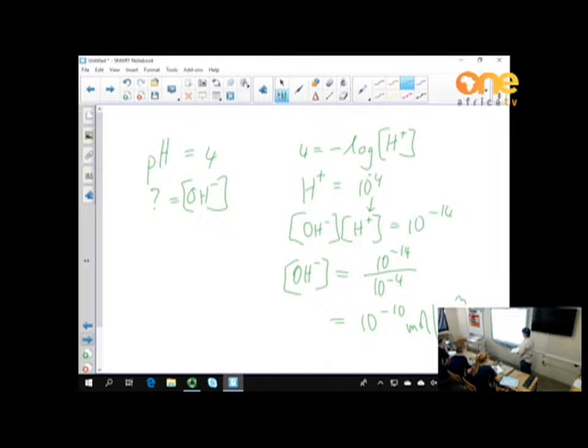All right. You could have also said over here, same thing. But you need to be able to see the picture. If the pH is 4, what would the pOH be? 14 minus 4. And what is the pOH? Well, it's minus the log of the hydroxide ion concentration. So then you can simply say 10 is equal to minus the log of the hydroxide ion concentration, which should be 10 to the power minus 10.